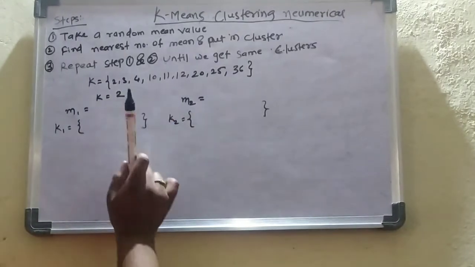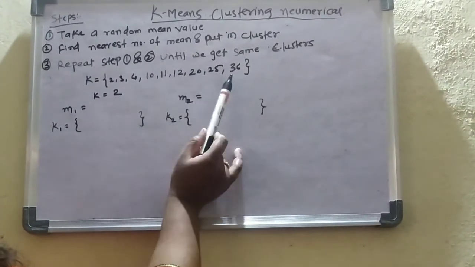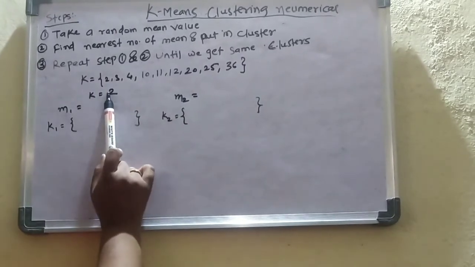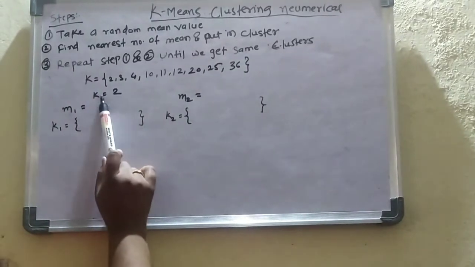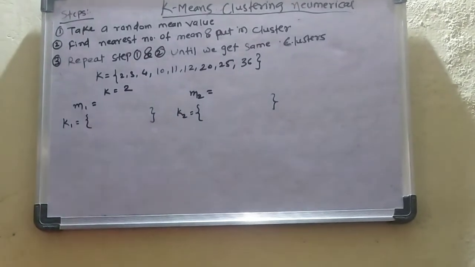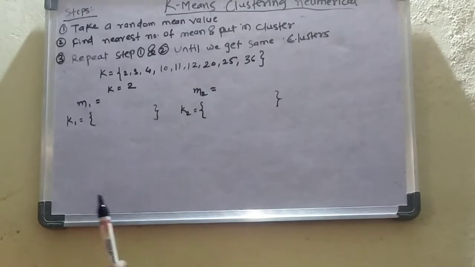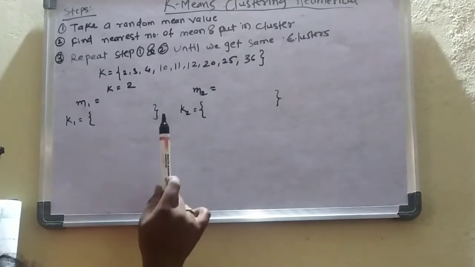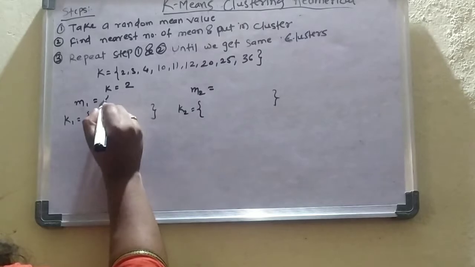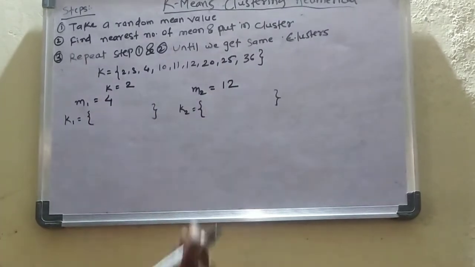To understand the algorithm, here is one numerical. This is the set of data points given, and we have to classify them into two clusters. The number of clusters is provided, but they have not given the initial mean value for these two clusters, so we can choose them randomly. Here I am taking the first mean value as 4 and the second mean value as 12.